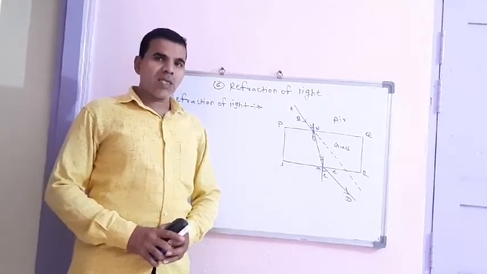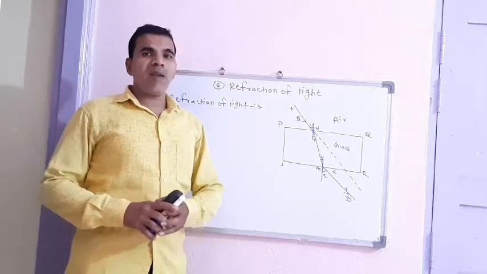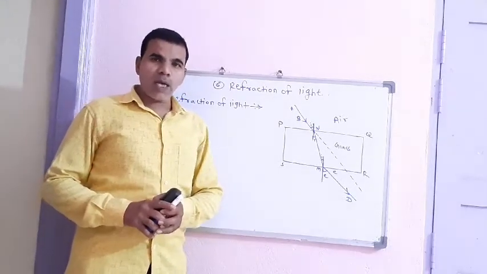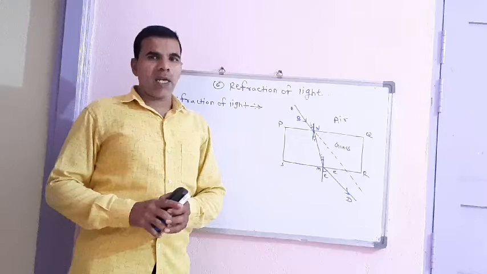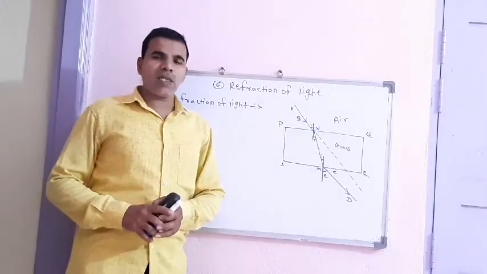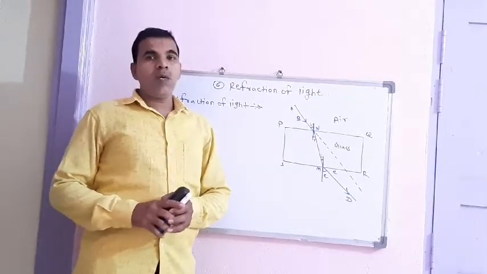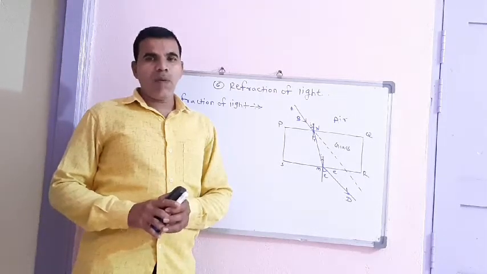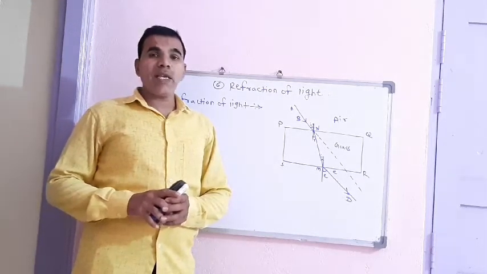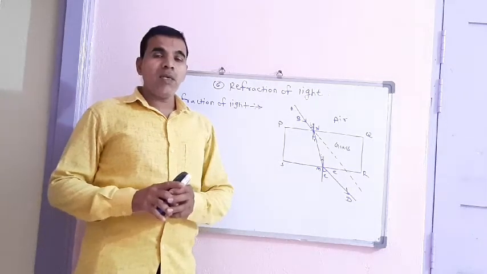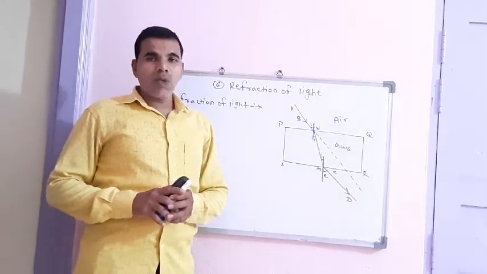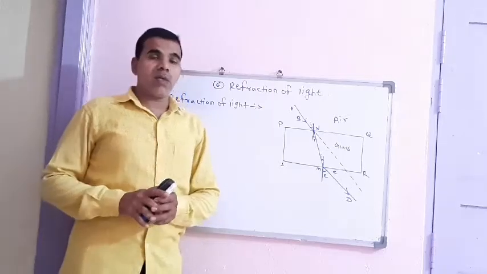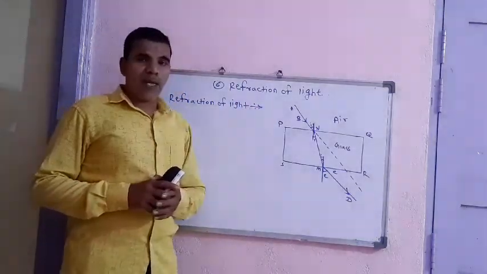In a previous class, we learned about reflection of light. We know that light travels in a straight line. In the 7th, 8th, and also the ninth class, we learned that light travels in a straight line, meaning light is a form of energy which travels in a straight line direction. So in this topic we have to study the refraction of light.